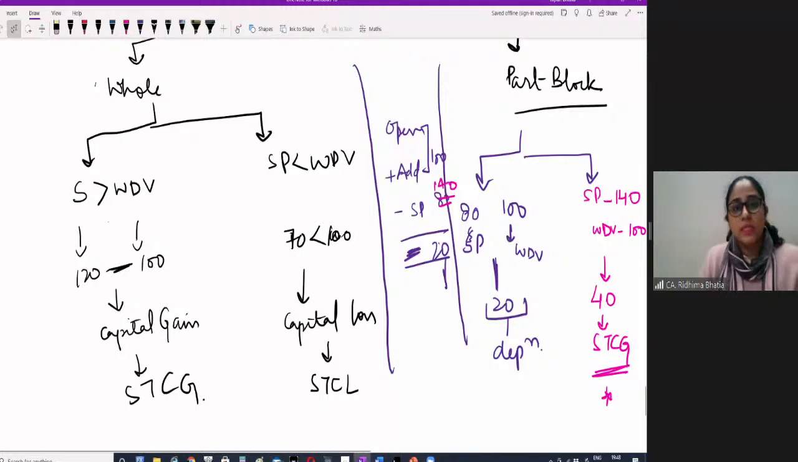Why is it always STCG and STCL? Good question, Sumit. Because you are calculating the gains from the written down value, which is nothing but your current value. So that's why it's always short term.